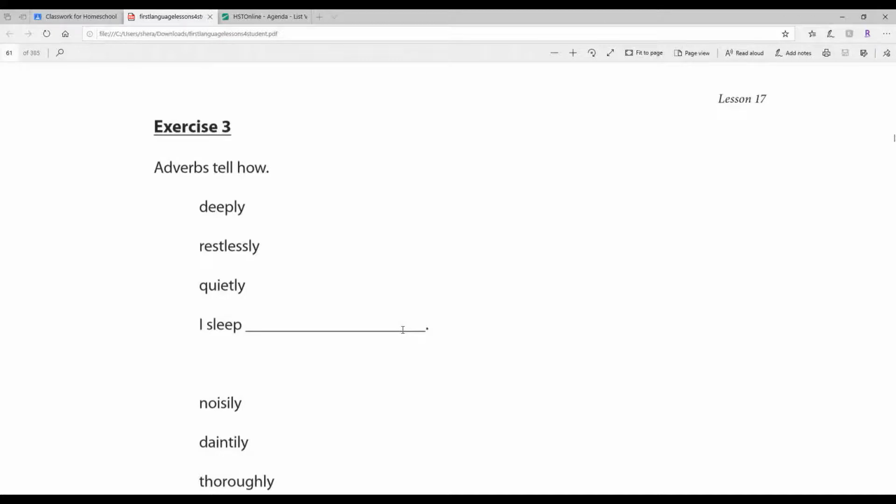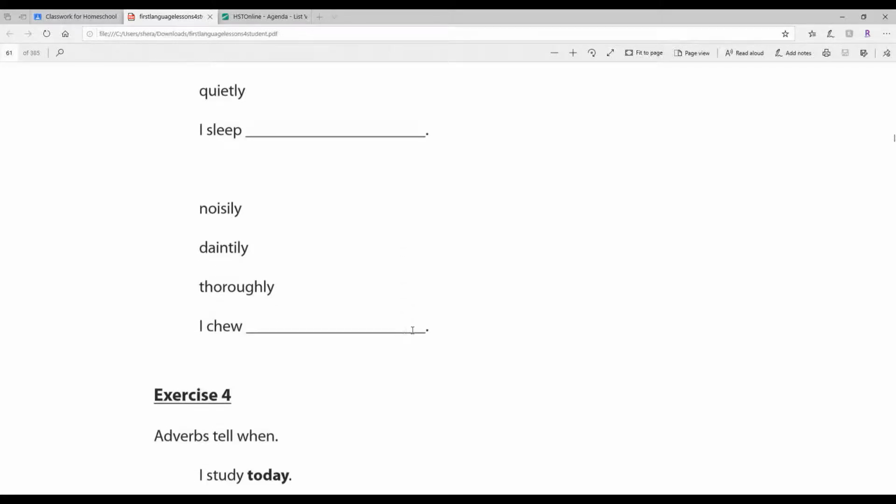All right, next one. Okay, how about I chew noisily. I chew daintily. I chew thoroughly. I chew. Now you pick an adverb that tells how you chew.